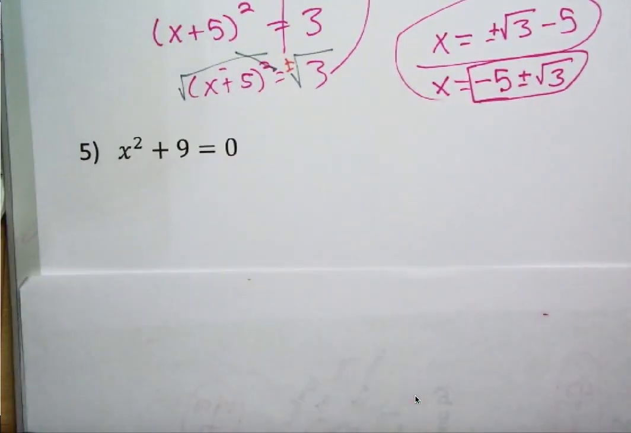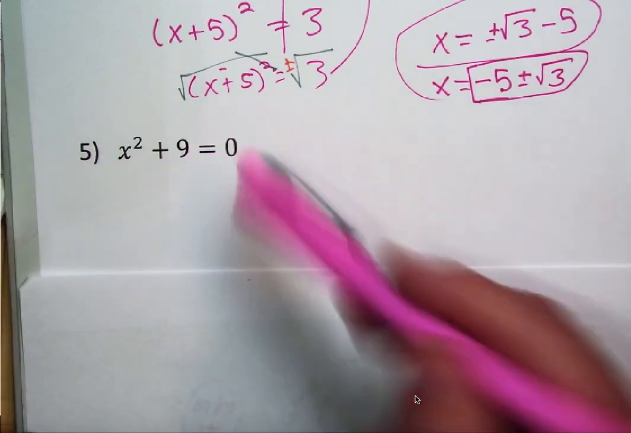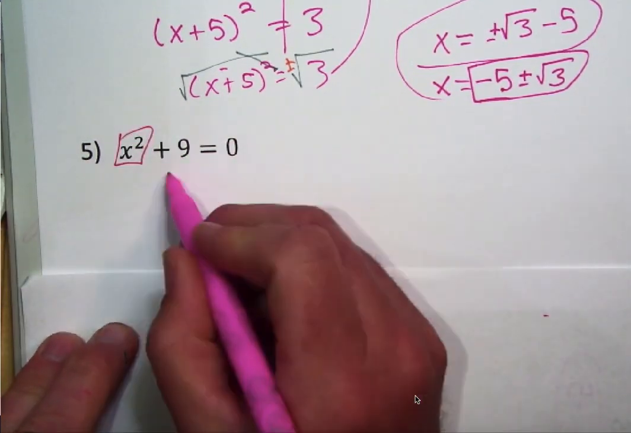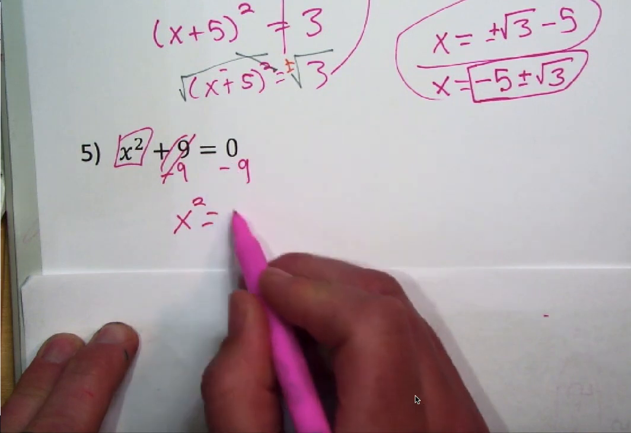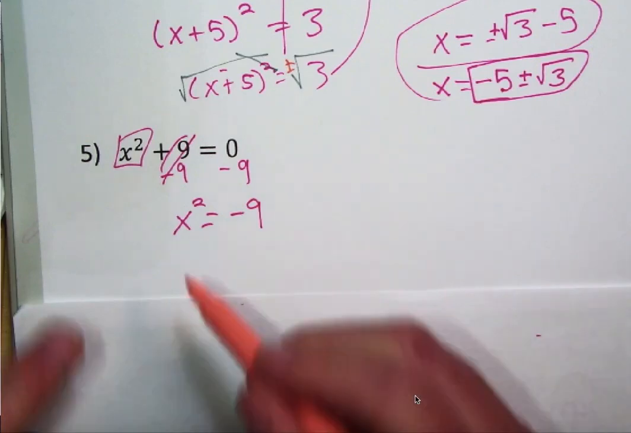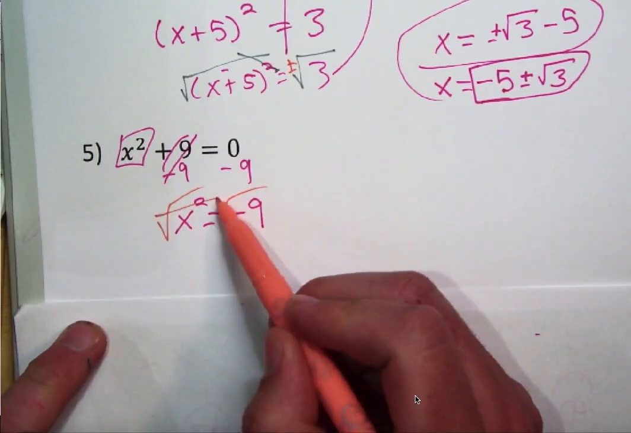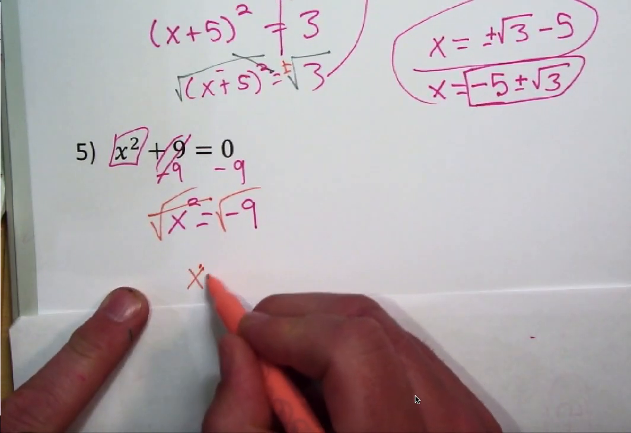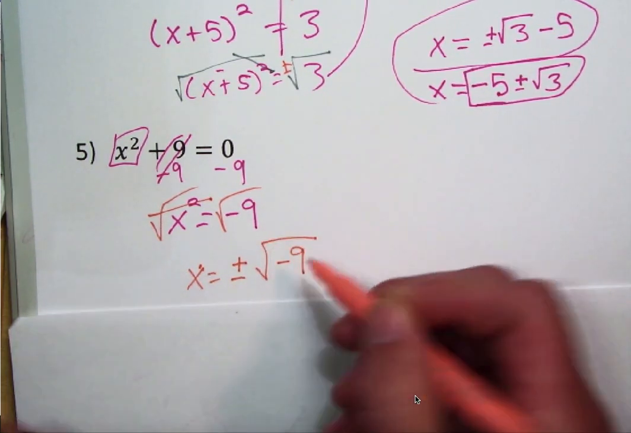All right, last example, ready? We got x squared plus 9 equals 0. Okay. There's no b term here, and we don't actually need it equal to 0, but let's get the x squared by itself, so we'll take 9 away from both sides. X squared equals 0 minus 9, negative 9. Then we can take the square root of both sides. And that cancels that out. And then x equals positive or negative square root of negative 9.